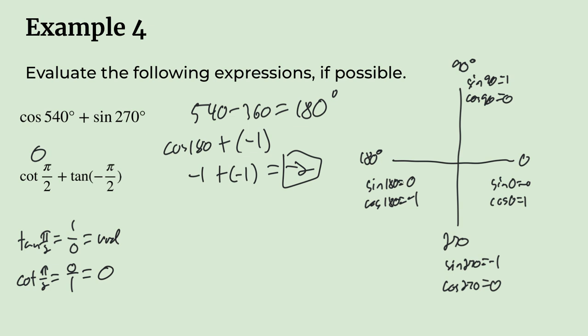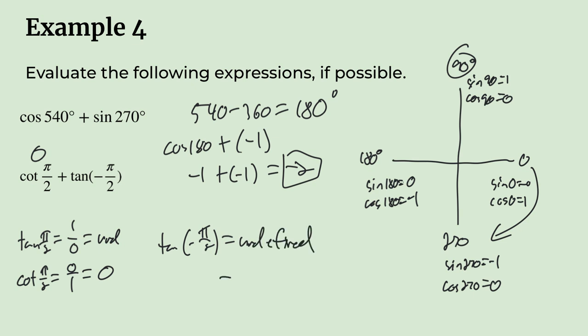Tangent of negative pi over 2 would be going this direction, so that's going to be down here. That's going to have the same effect as what 90 degrees had. Tangent of negative pi over 2 is going to be undefined because it's sine over cosine, so it's negative 1 over 0, and you can't divide by 0. So your answer for number 2 is undefined.